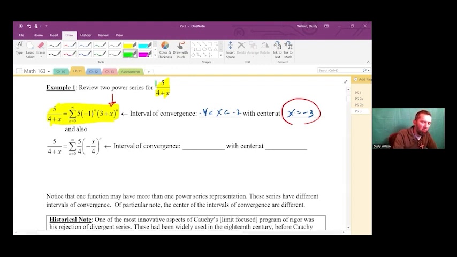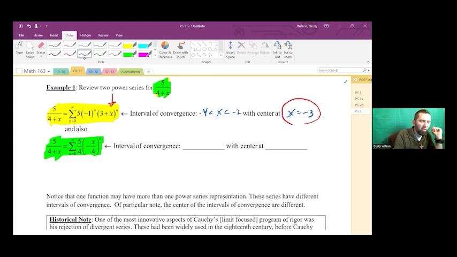We also have that the same function, 5 over 4 plus x, could be written, using another version of the geometric series, as the sum from n equals 0 to infinity of 5 over 4 times the quantity negative x over 4 raised to the nth power. We didn't go over this one earlier, but you should be able to see that you could factor a 4 out of the denominator. That gives you that 5 over 4. And then you could rewrite the plus x over 4 as a minus negative x over 4. Hence, that's where the negative x over 4 comes from.